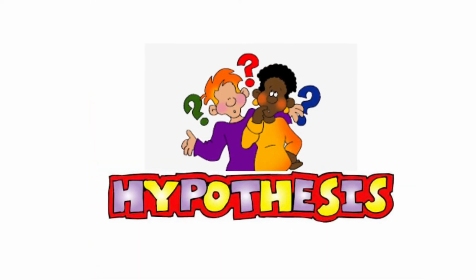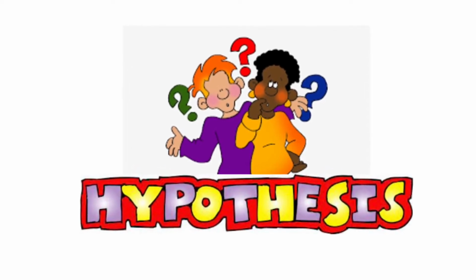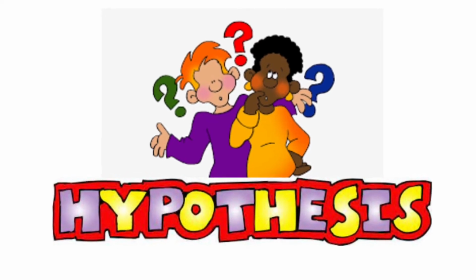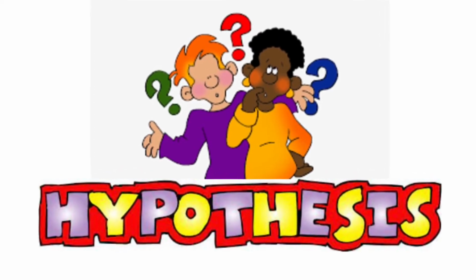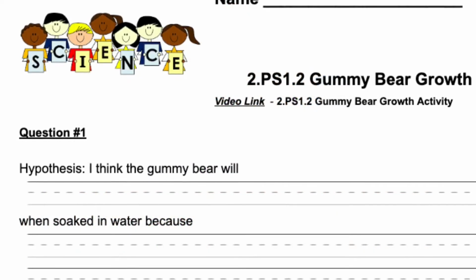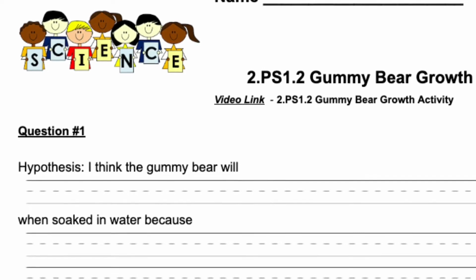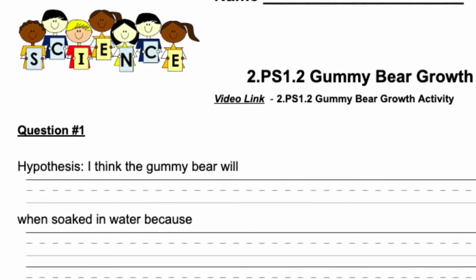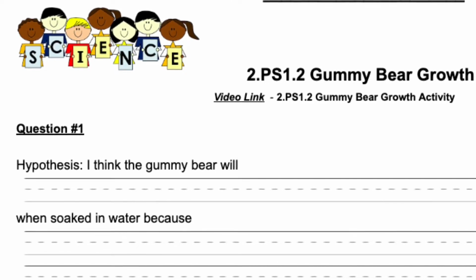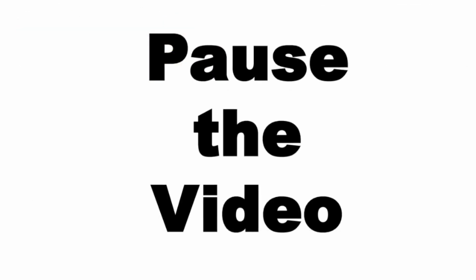Before our gummy bear can take a bath, we need to make a hypothesis. Does everybody remember what a hypothesis is? That's where you predict what's going to happen. So look at your worksheet under question number 1, and there's your hypothesis. What do you think the gummy bear is going to do when it soaks in water overnight? Pause the video so you can write your hypothesis, and when you're ready, start the video again.